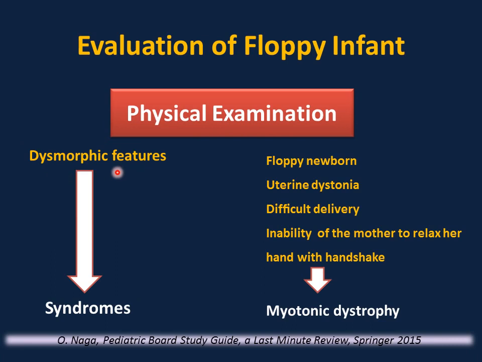If you have dysmorphic features, this is a possibility of syndromic causes. If you have a floppy newborn with a history of uterine dystonia and difficult delivery, and inability of the mother to relax her hand after a handshake, this is highly suggestive of myotonic dystrophy.